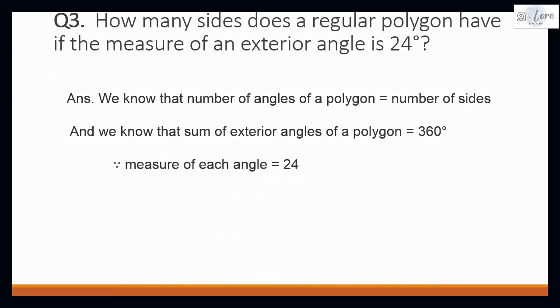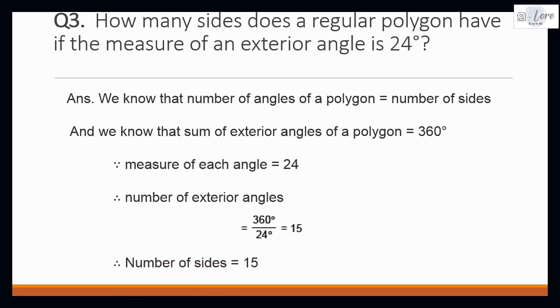So we know the sum of the exterior angles of a polygon is equal to 360 degrees. The measure of each angle they have given is 24 degrees. So each angle is given, and what about the number of sides? 360 divided by 24 is nothing but 15. The formula is 360 divided by the exterior angle, which gives the answer as 15. So the number of sides of the figure will be 15.